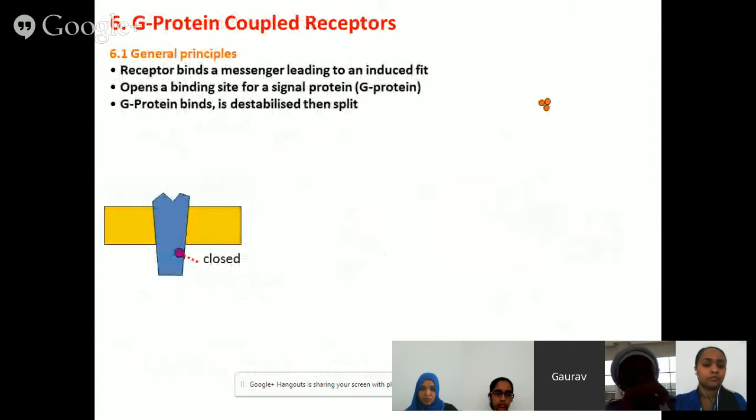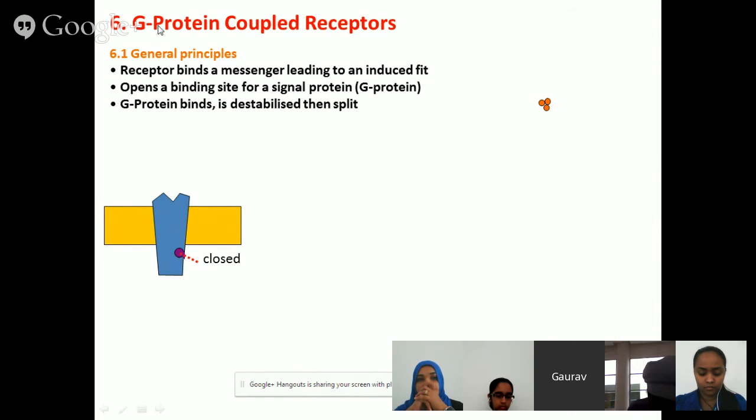Next is the G protein coupled receptor. G protein coupled receptor is also called a 7 transmembrane receptor, or a serpentine receptor. Sometimes in exams they ask which receptor is called a 7 transmembrane receptor, or which receptor is called a serpentine receptor. So these are synonyms of G protein coupled receptors.